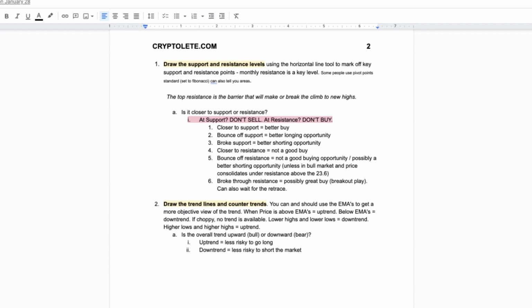Finally, draw the support and resistance levels using the horizontal line tool to mark off key support and resistance points. Monthly resistance is key. Some people use pivot points, standards, or Fibonacci. These could also tell you the areas. I just use my eyes though. I just use the standard horizontal supports and resistances. The top resistance is the barrier that will make or break the climb to new highs. And these are some really important rules that I always follow.